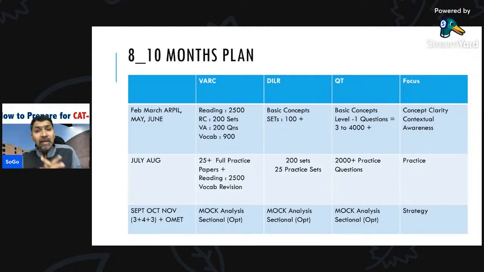And third comes the quantitative aptitude. In quantitative aptitude, 2 months you take to cover your arithmetic, right? 1 month for arithmetic 1, 1 month for arithmetic 2, then 2 odd months for your advanced mathematics. 4 months you need to do just basic concept.